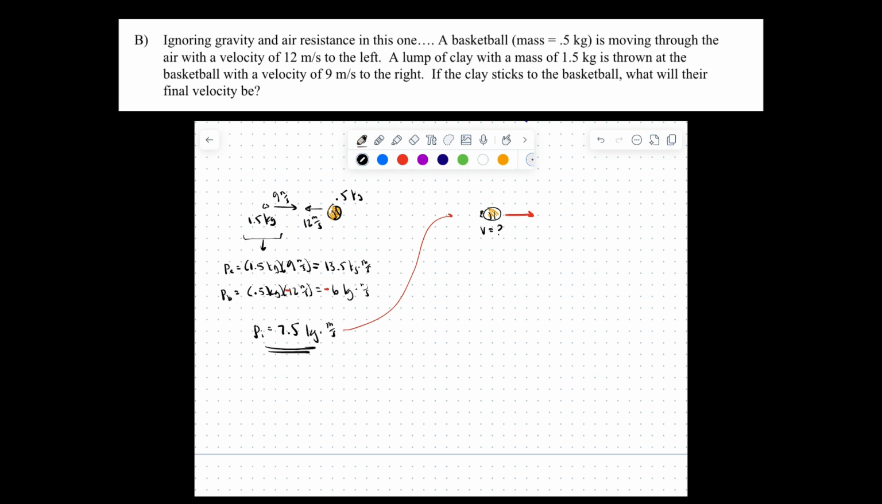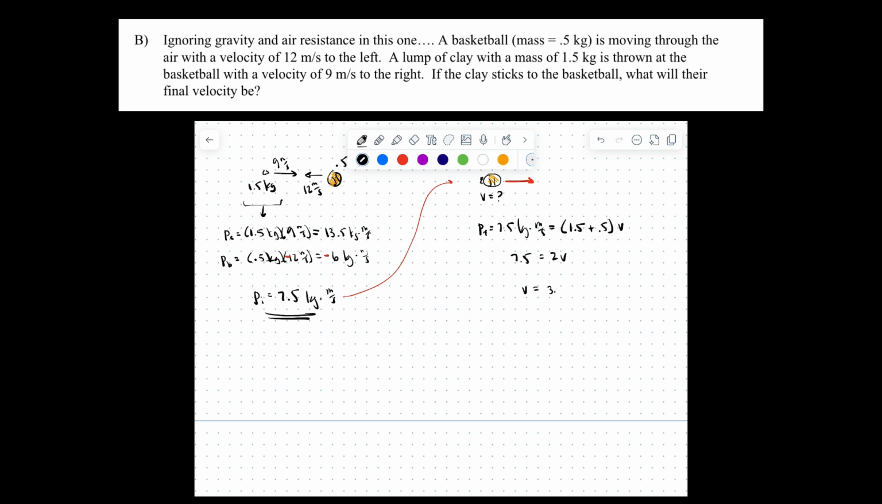As to how fast they're going, we know our final momentum still has to equal 7.5 kilograms times meters per second. That's equal to m times v. Well, now they're combined into one mass. So that's our 1.5 kilogram lump of clay plus a 0.5 kilogram basketball times their velocity. And so that's going to be 7.5 equals 2 times v. So our velocity in this case is going to be 3.75 meters per second. And that came out to be a positive number. We already knew it was going to be to the right, but it's still going to be to the right.